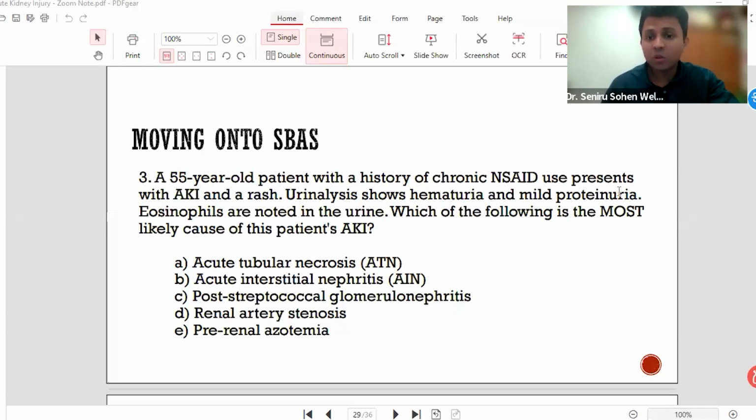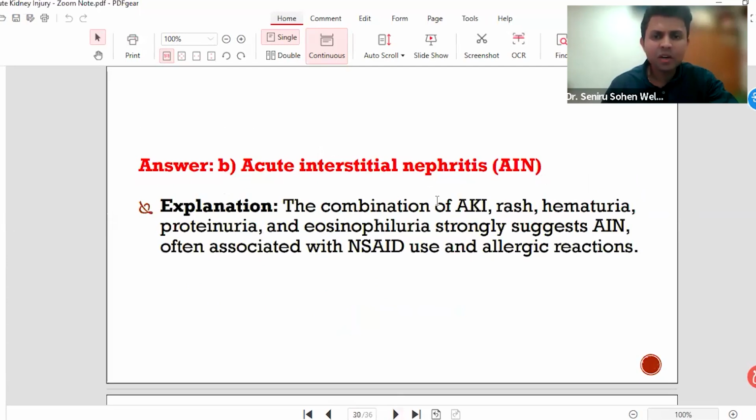Urine analysis shows hematuria and proteinuria. Hematuria and proteinuria will not always mean that the patient is having glomerulonephritis. They can occur in interstitial diseases also. The key feature here is that there are eosinophils noted in the urine. Increased urinary eosinophils would suggest an allergic reaction. So the answer would be acute interstitial nephritis because of the AKI, rash, hematuria, specifically the eosinophiluria, and there's a clear antecedent trigger, that is the NSAID use.